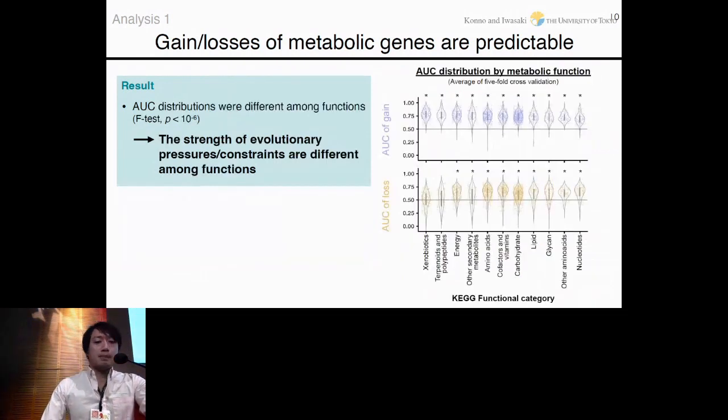And there may be many questions. So it can be questioned whether a specific functional group is more predictable than other groups. So we split our prediction into functional categories and found that the prediction is possible regardless of gene functions overall. But the AUC values were slightly different between gene functions, so, of course, there are some differences among the gene functional categories.